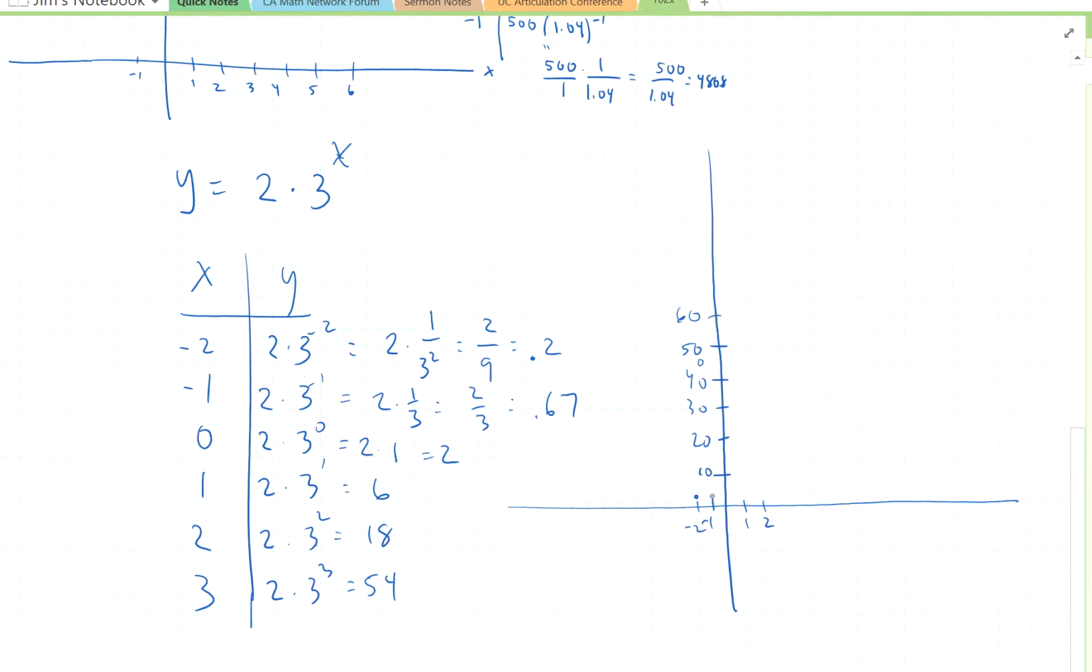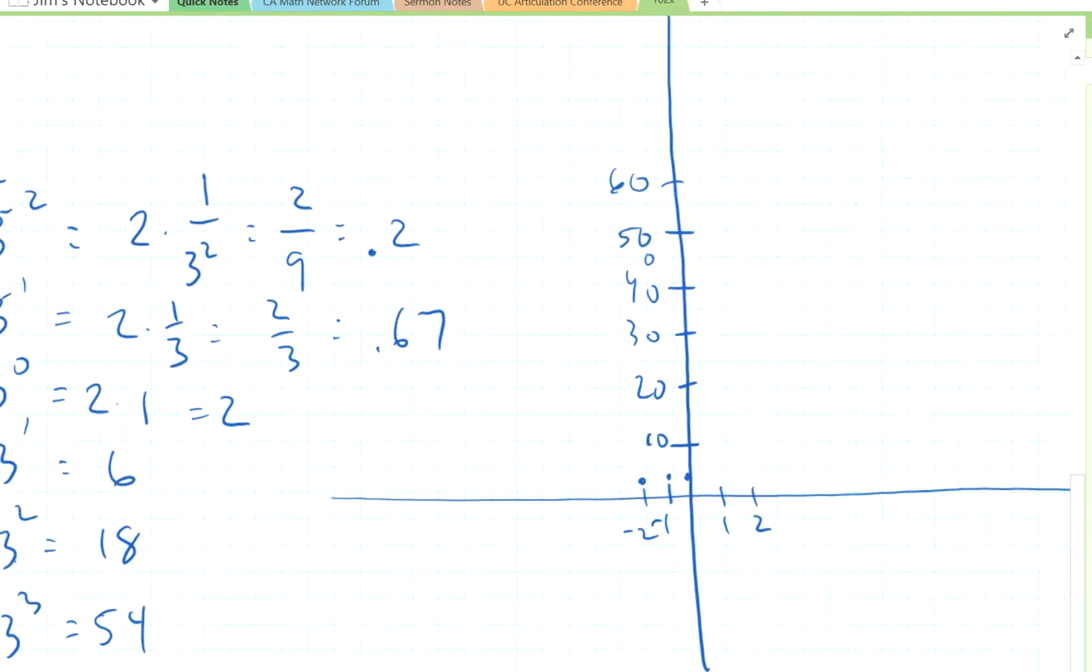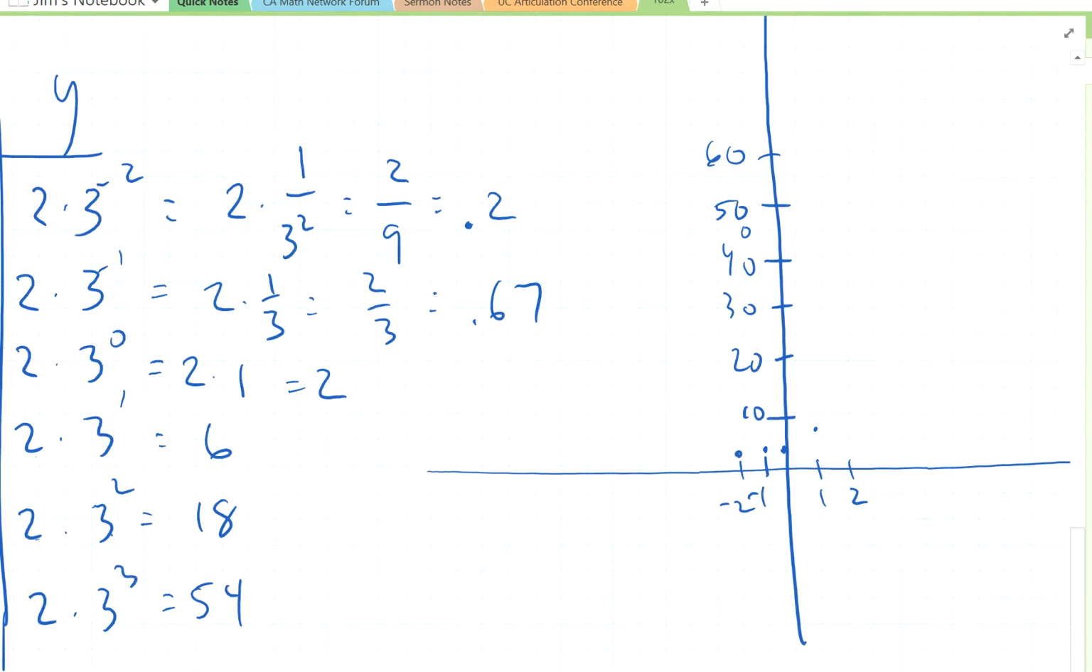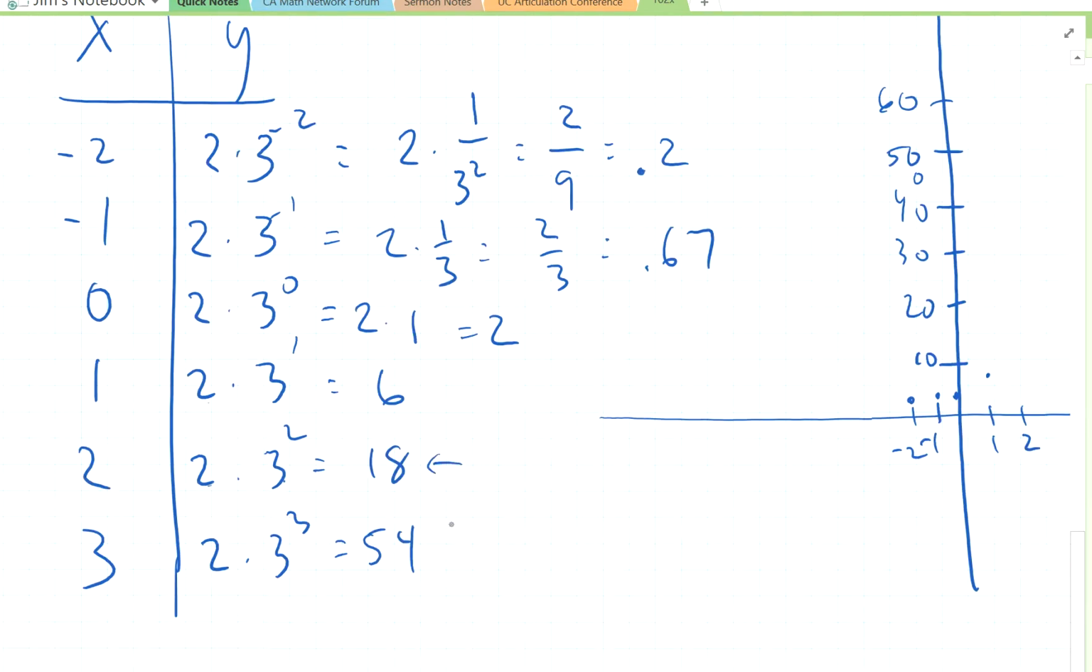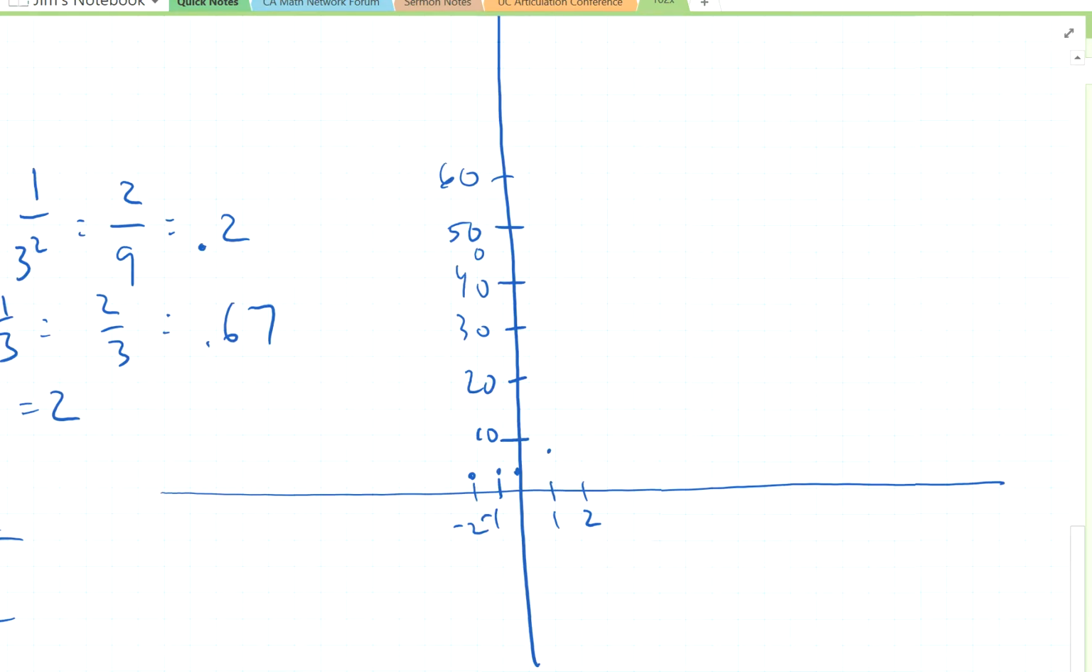At -1 we have 2/3, a little bit bigger. At 0 we have 2. At 1 we have 6. At 2 we have 18, and at 3 we have 54. So at 3 we're way up here at 54. You can see how this just gets really big really fast. So this goes up like that.